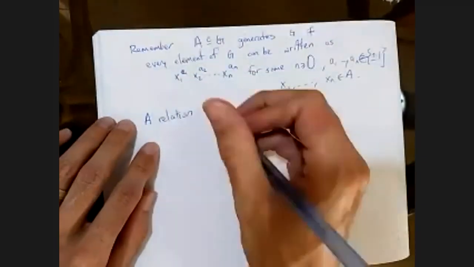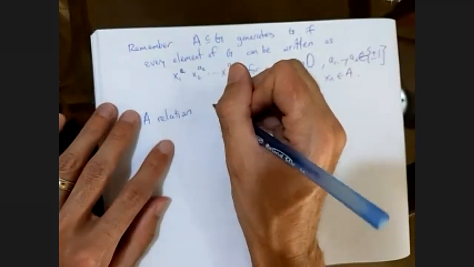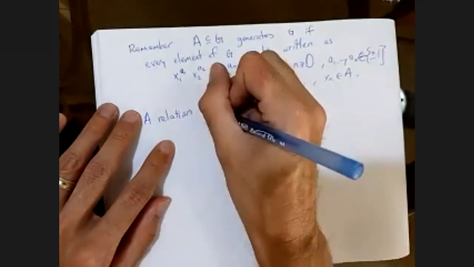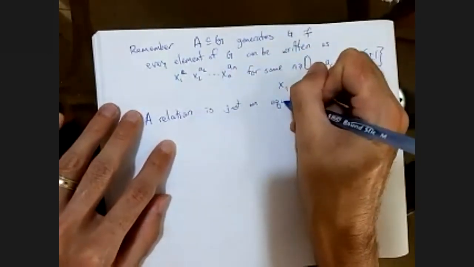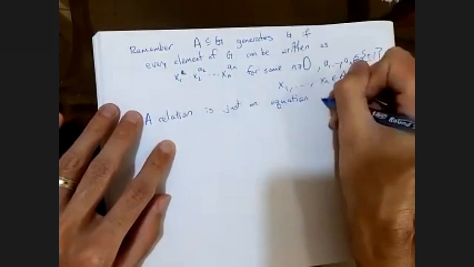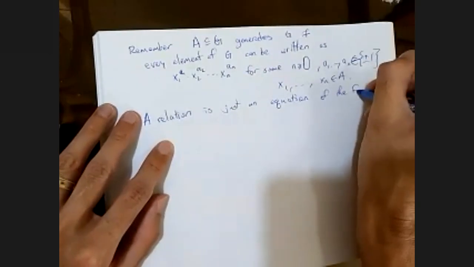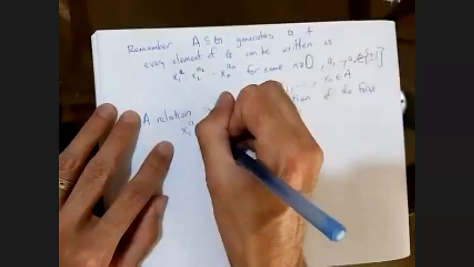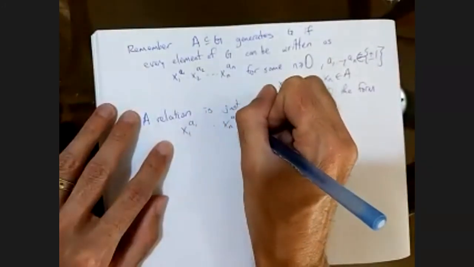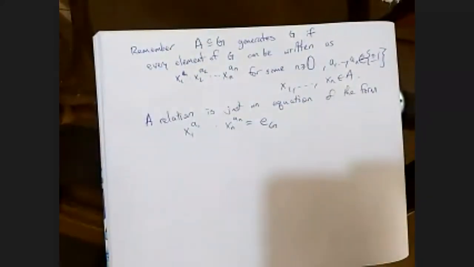A relation is just an equation of the form x1 to the a1 all the way up to xn to the an equals the identity of G. Okay, that's a relation.